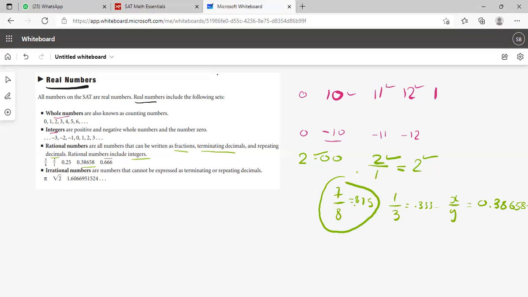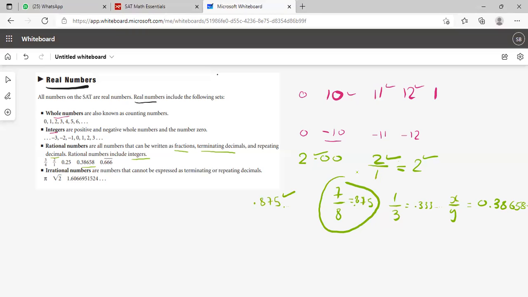So this is basically an example of a terminating decimal. After 3 decimal places, the number has stopped. So this can certainly be considered a rational number. 0.875 is a rational number. Why? Because the decimals are fixed. We just have 3 decimal places. We are not going on continuously. The number has stopped after 3 decimal places.